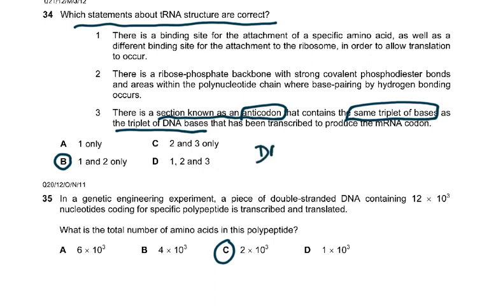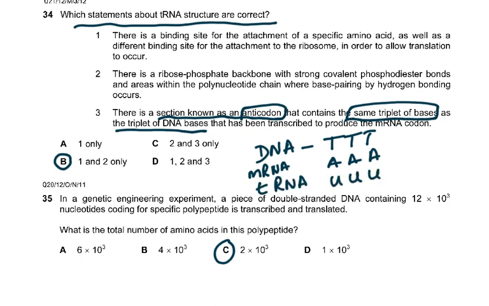So look at how this is wrong. If the DNA was TTT, then the mRNA is what? AAA. Then what is the tRNA? That's UUU. So this section known as the anticodon contains the same triplet of bases as the triplet of DNA bases? No, this UUU is the tRNA, and the DNA is TTT. So that is why 3 was wrong, and the answer is 1 and 2 only.